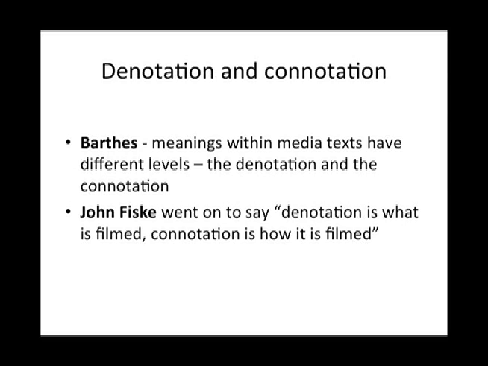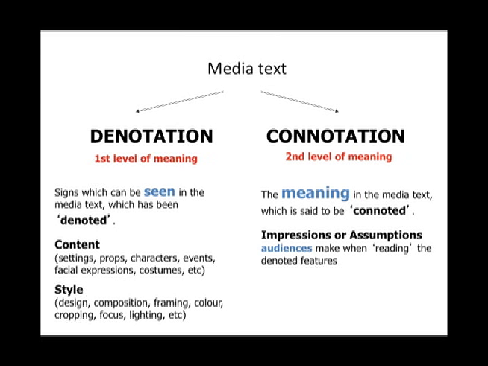Next we have denotation and connotation. Barthes said that there are meanings within media texts and they have different levels, the denotation and the connotation. He said that gesture, clothing, architecture, etc. are all acting as myths within an assumed reality. John Fiske went on to say that denotation is what is filmed and connotation is how it is filmed. The diagram might help to break it down.